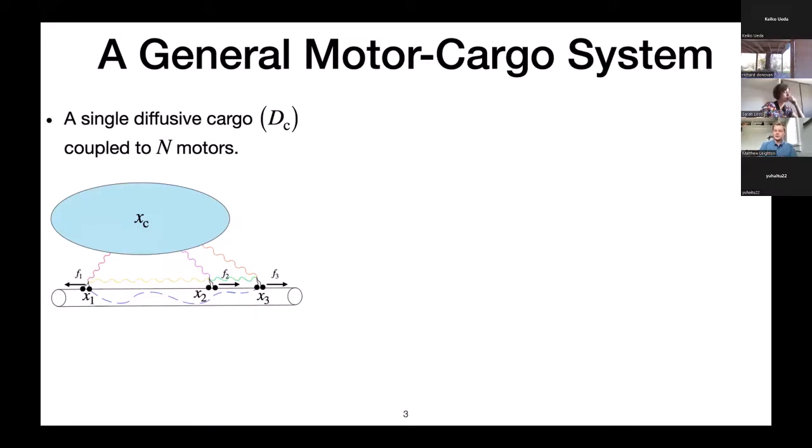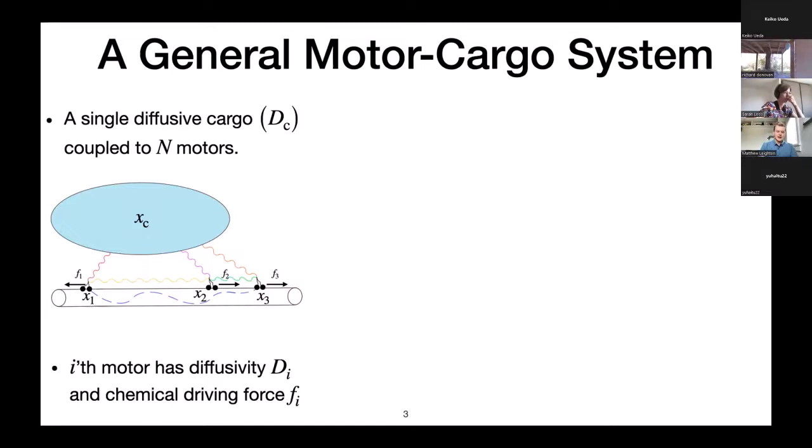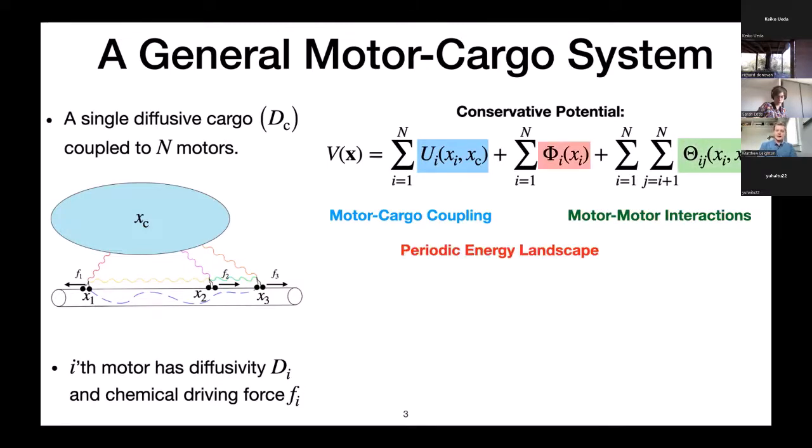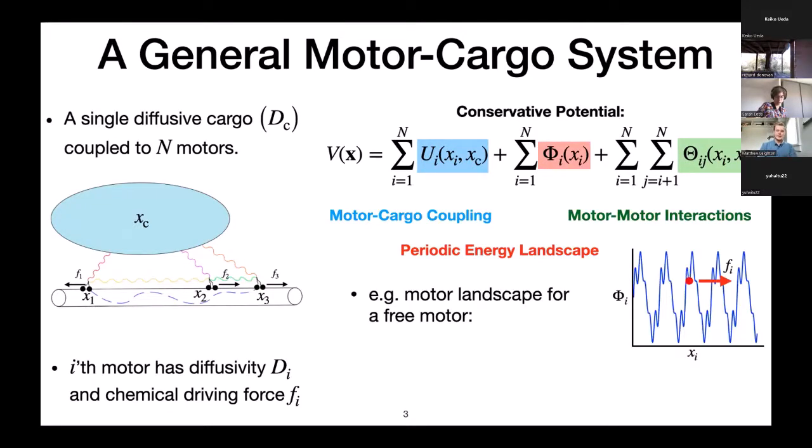To think about that, we can consider a very general model for these kinds of systems, where we have a single diffusive cargo coupled to an arbitrary number n of motor proteins walking along some substrate in one dimension. We can characterize each motor by some bare diffusivity, d_i, as well as chemical driving force, f_i. Now all these different components are coupled together in general by some conservative potential, which can include terms for coupling between the motors and cargoes, interactions between the motors, as well as periodic energy landscapes for each of the motors. As an example, you might find something like this, where motors experience both metastable states, energy barriers, and other features like that.